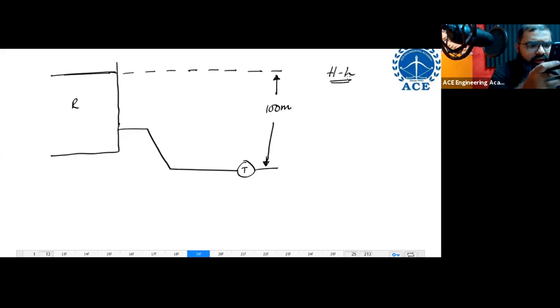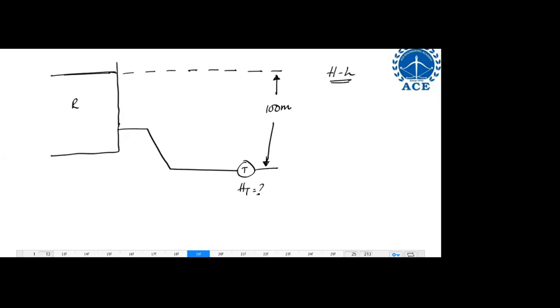If he has given you that the head loss is equal to 20 meters, okay. The net head available to the turbine for power generation is basically HT over here. He is not asking you net head. He's asking you net head available to the turbine. That is HT over here. You are supposed to find out HT over here.